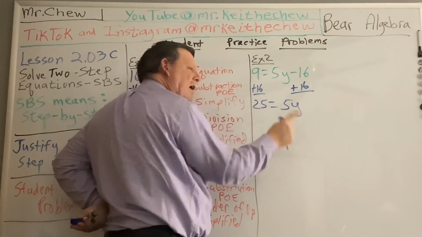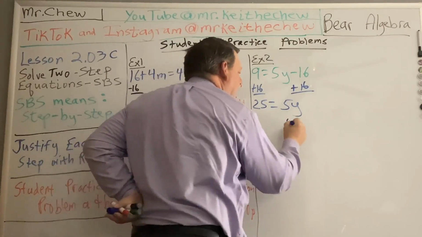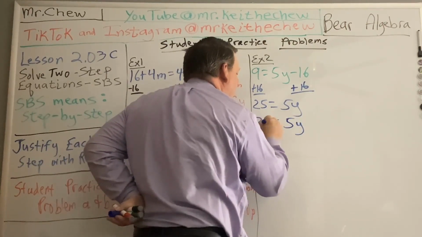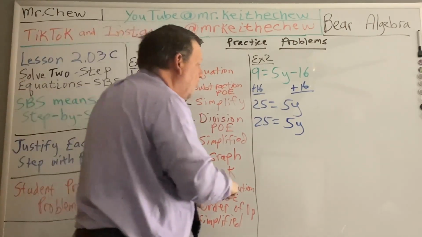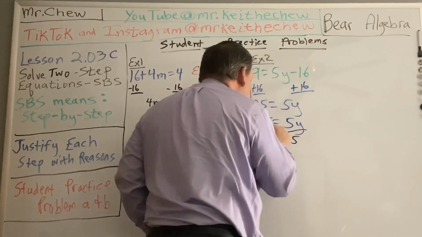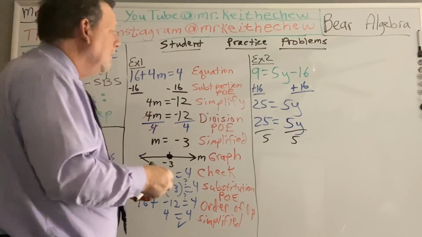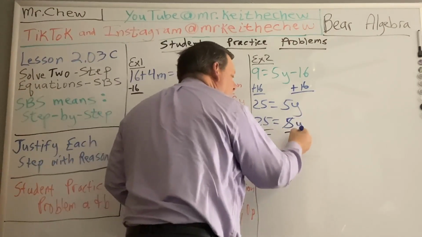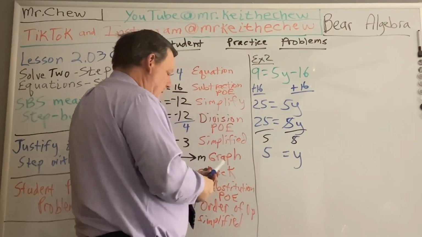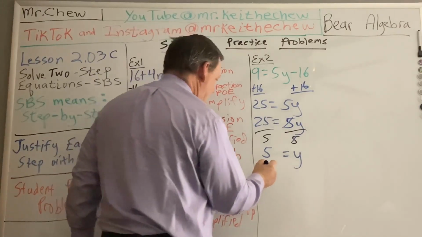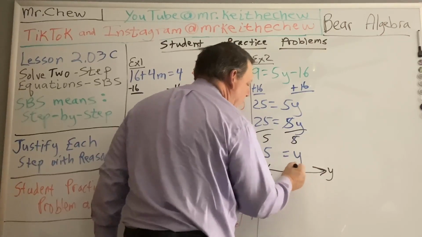Now, I don't want 5 y's on the right. I want just 1 y, or y. So I have to do an inverse operation now, so that we can cross it out here. So I'm dividing this side by 5, dividing this side by 5, and over here I'll write the division property of equality. This cancels out, which is what I want. 25 divided by 5 is 5. I graph y and put a dot right on 5.